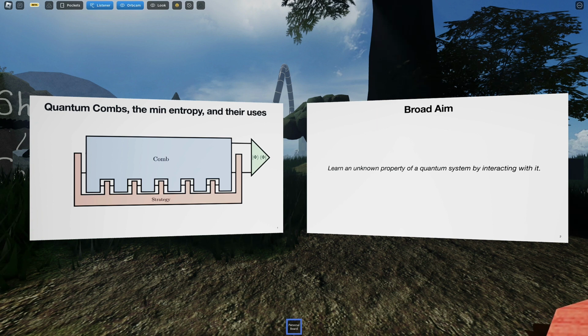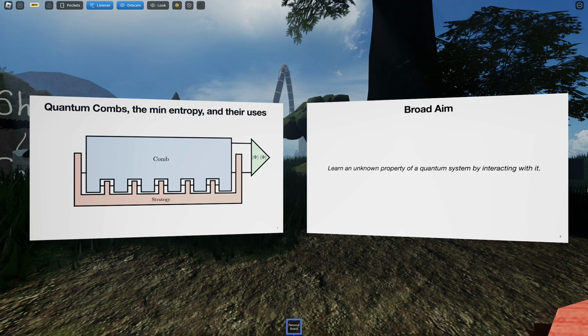So I ultimately want to learn an unknown property of a quantum system by interacting with it. This unknown property is going to be able to influence the quantum state, the static thing that we're interested in, but also the dynamic thing, the evolution of this state. So to begin with, we need some way of representing both of those things in an appropriate way, which is what the quantum comb aims to do.